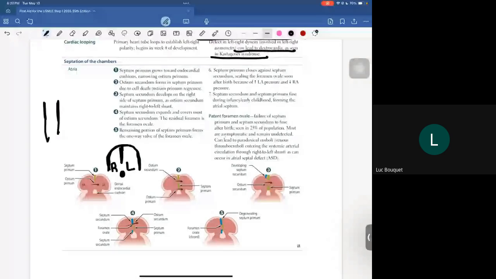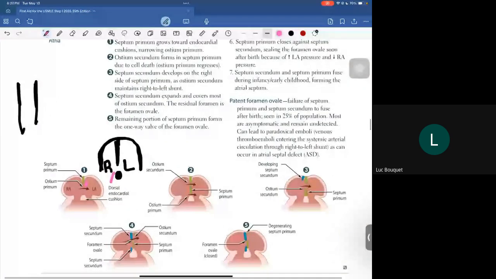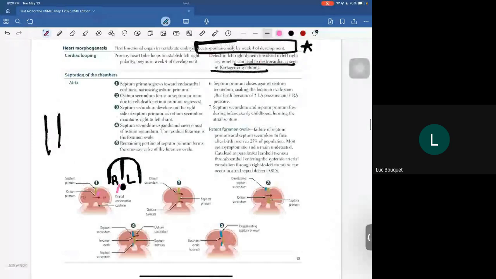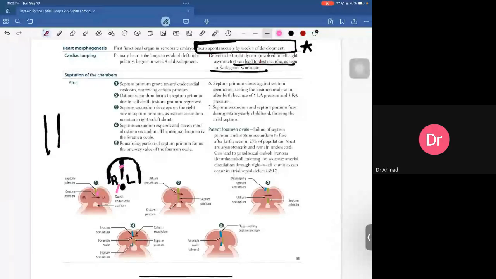But the important thing here is that there would be a very small gap, which would be known as the ostium primum. So this would be the ostium primum as we can see here. Why is this important? I will let you know later. After that, in this septum, which is the septum primum, an ostium secundum will be formed. Ostium means an opening.